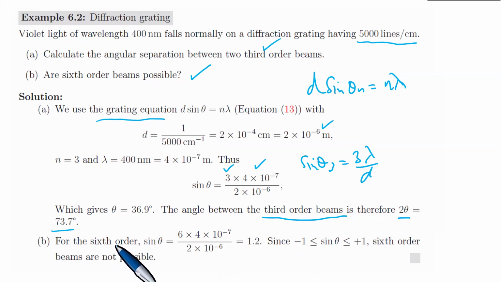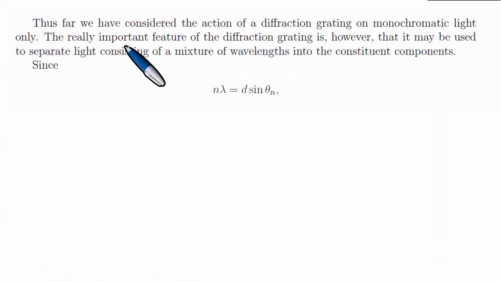For the sixth order, n is 6, so sine θ becomes 1.2. But sine θ must be between -1 and 1, so sixth order beams are not possible. We move on to the next question. Thus far, we have considered the action of a diffraction grating on monochromatic light only.